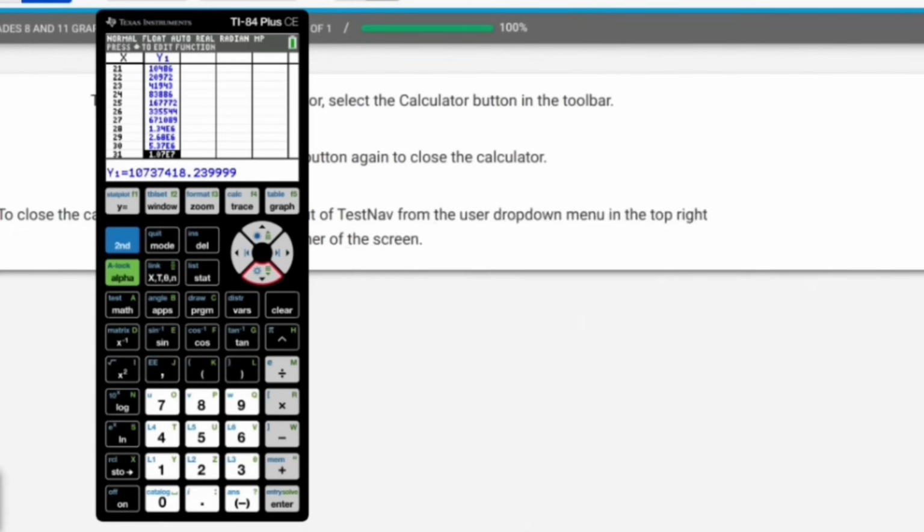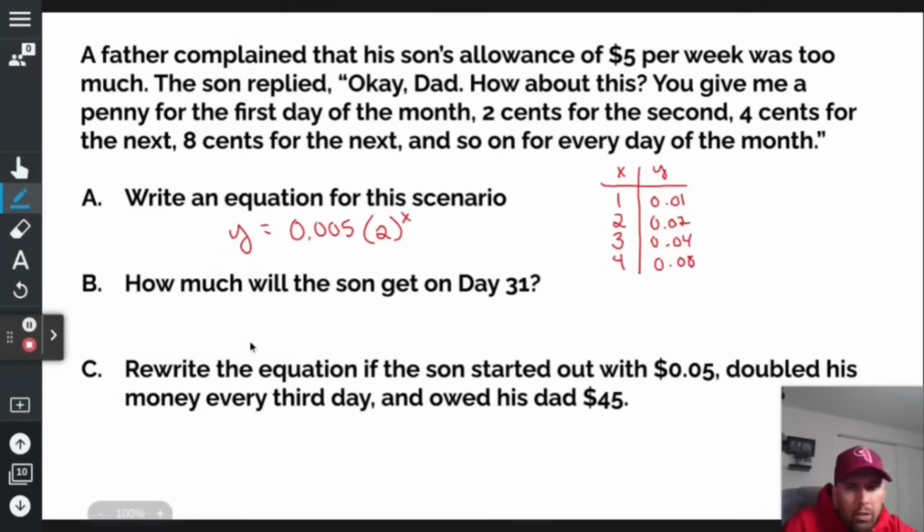Well, let's write that down. Oh, that turd, he tricked us. He tricked us to the tune of $10 million. Holy cow, $10,777,418. And let's not forget the 24 cents.